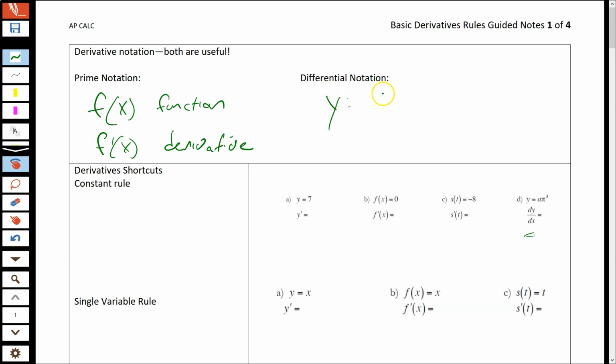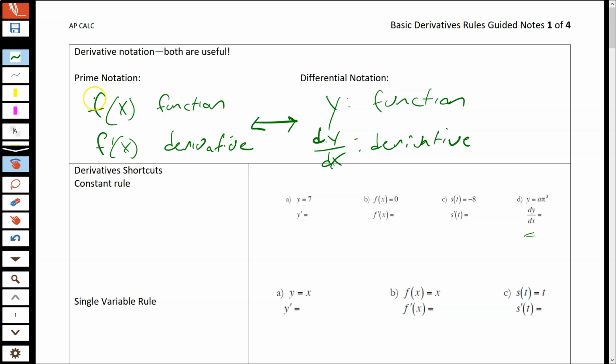So y would represent the function in that case, and then dy dx is the derivative. And you read it just like that, dy dx. Looks like a fraction. Sometimes it behaves like a fraction, but it's a derivative operator that represents the derivative. Okay, so these are equivalent. They mean the same things.